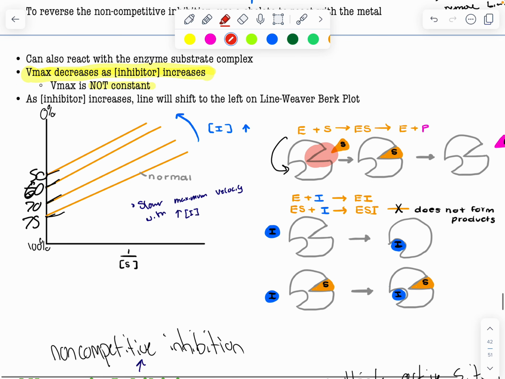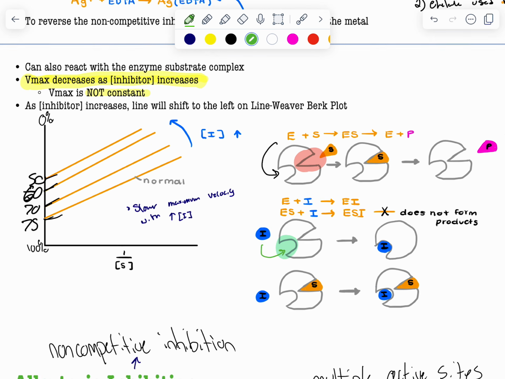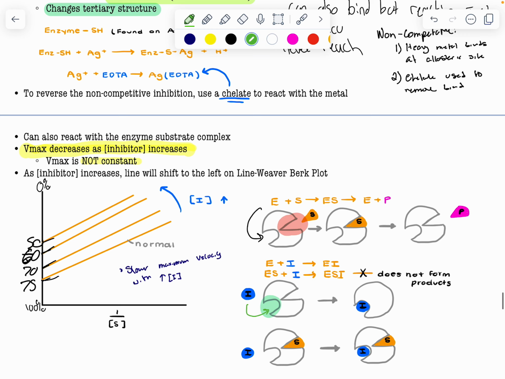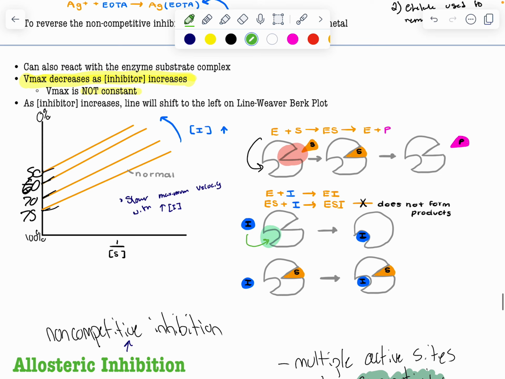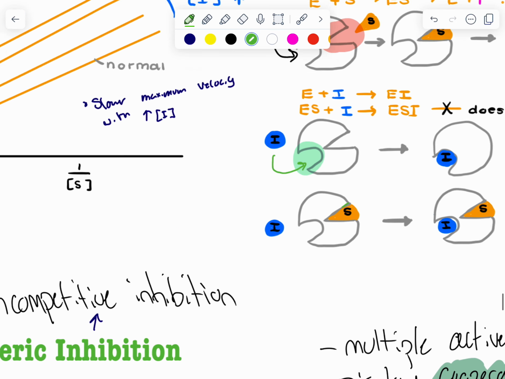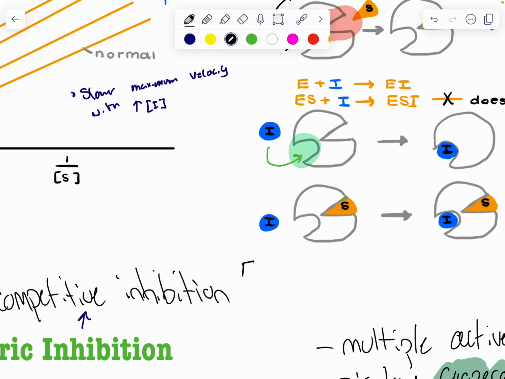But for non-competitive inhibition, our inhibitor is not competing with our substrate, and as a result, we are binding to an allosteric site, an alternative site on this enzyme, to shut it down. So it will bind on the back end of this enzyme, and basically this inhibitor will come in, bind to this allosteric site, and we will change the tertiary structure or the function of this enzyme. And what that is going to do is prevent this pathway from happening.